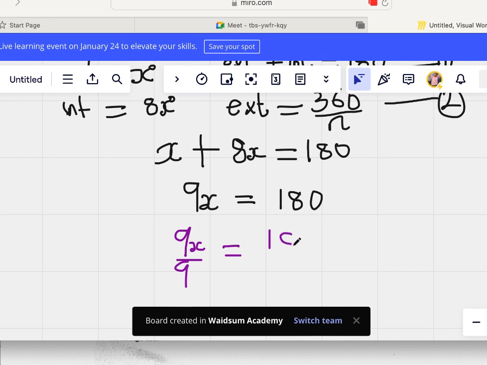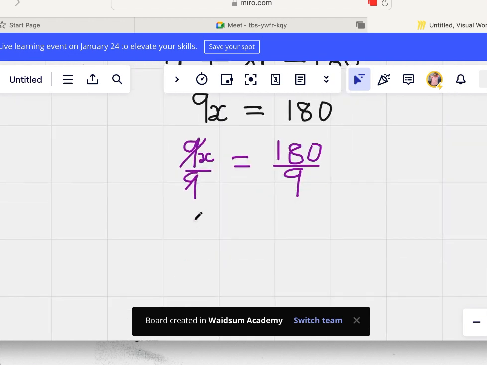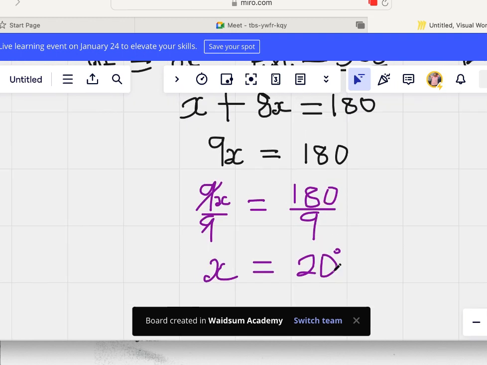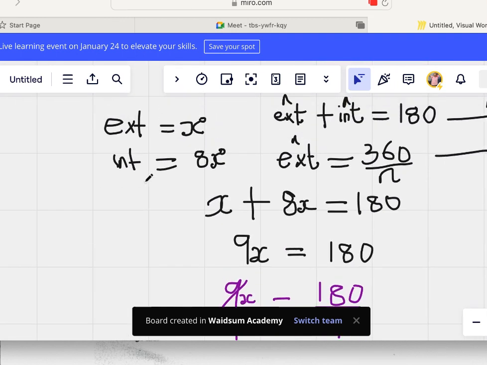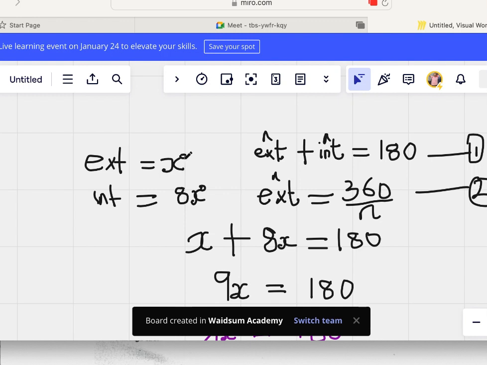9x divided by 9 gives x, so only x will remain on the left side. Then x equals 180 divided by 9, which is 20. So x equals 20 degrees. And remember, x is the exterior angle, because they say the exterior angle equals x degrees. So you found the exterior angle to be 20.